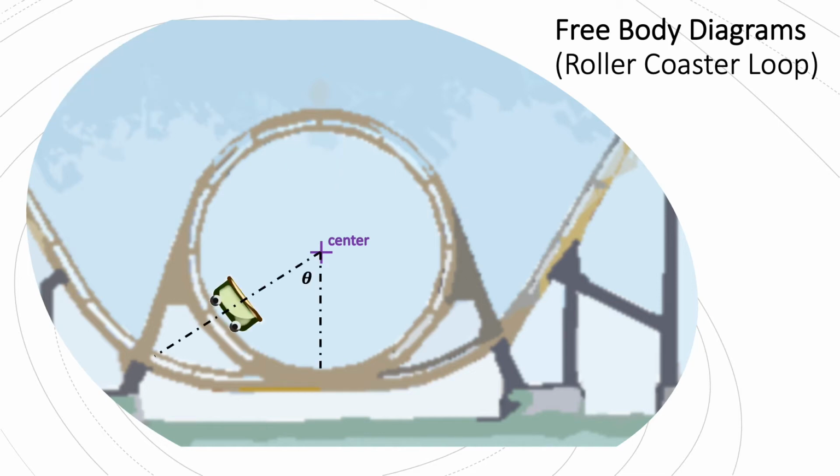All right, let's talk about free body diagrams at a more generic spot on a loop. You could also do this if you had a pendulum. So we have the weight pulling straight down, and we have the track pushing normally against the cart toward the center.